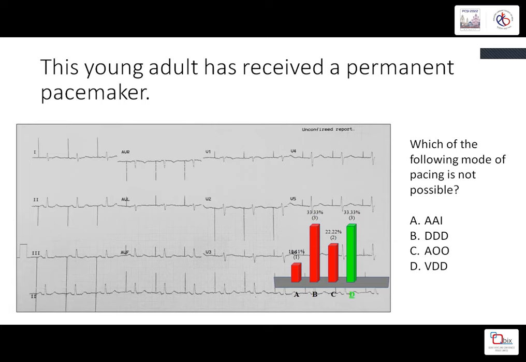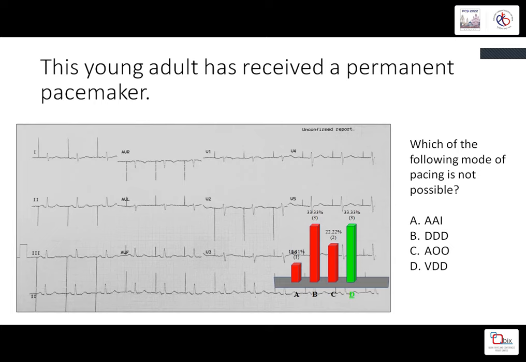What is D? Is it a single lead pacing system or a dual lead pacing system? VDD is a single lead pacing system. The lead is there in the ventricle, and it has its own atrial sensor. The lead is only pacing the ventricle. So can we sense the atrium? Yes, but we cannot pace the atrium in the VDD mode. Currently, I don't think it's available at all. Most of the companies have stopped it because we have switched everyone to dual chamber. So the answer which is not possible is B and D.